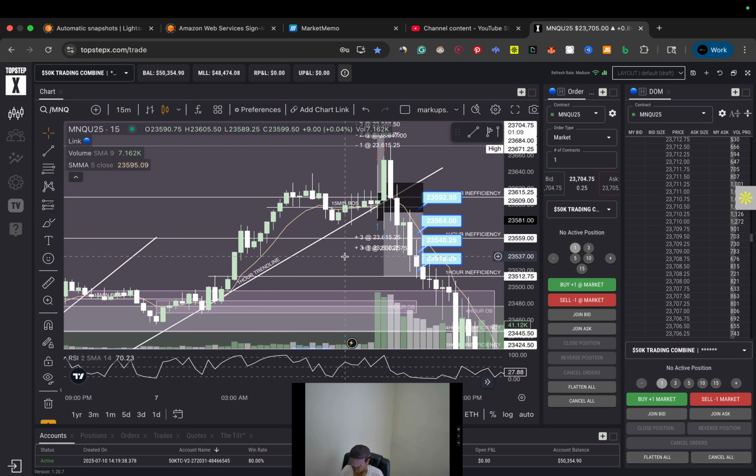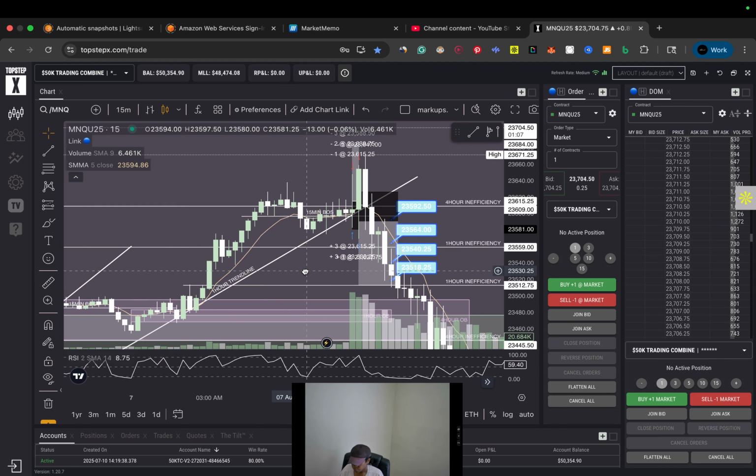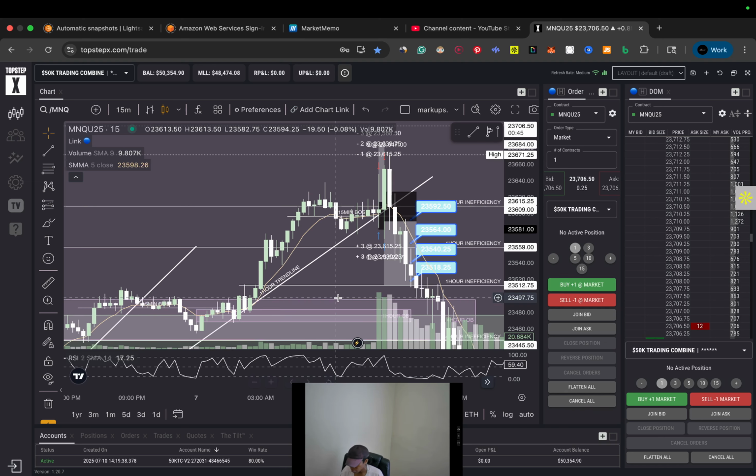So anywho, on this particular trade, so this is a trade that I made on Top Step X. So actually yesterday I did lose. My overall analysis was correct, but my execution was not where it needed to be yesterday. So guess we'll just go ahead and get into it.